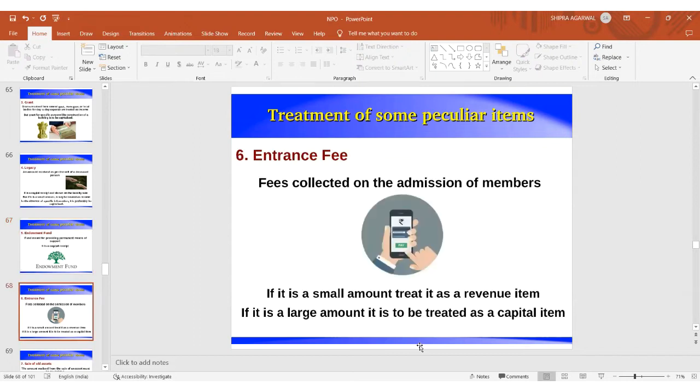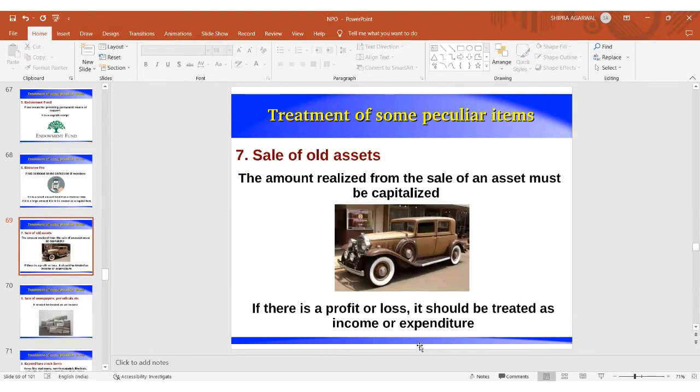Then is your entrance fee. Entrance fee is basically submitted by the members when they get admission. So basically when they initially become the member of the given association or the club. So in this case also, if it is a small amount, then it is to be treated as a revenue item. And if it is a large amount, then it is to be treated as a capital item.